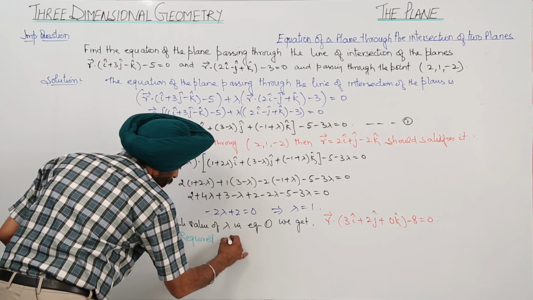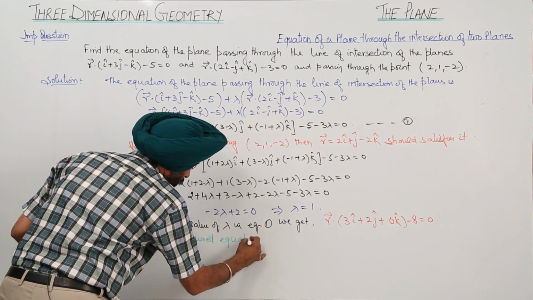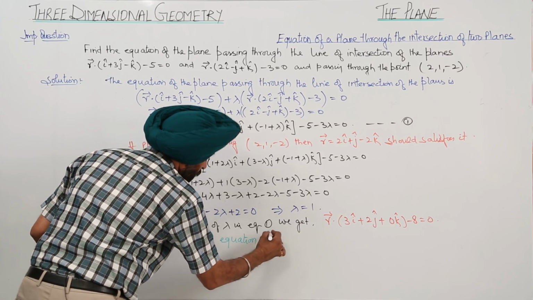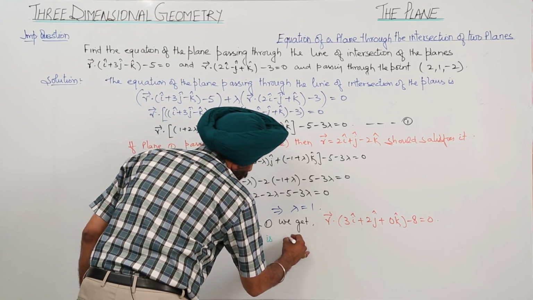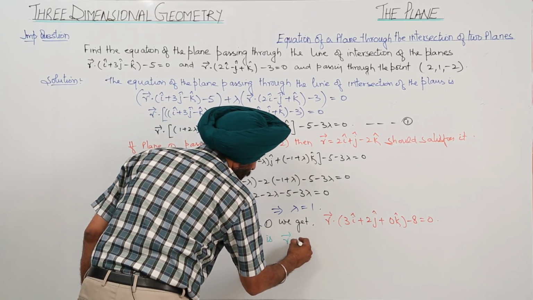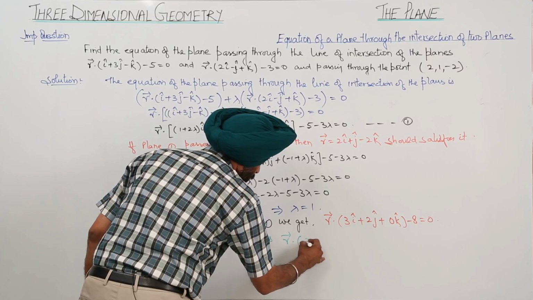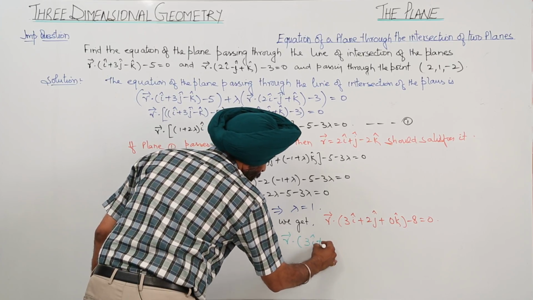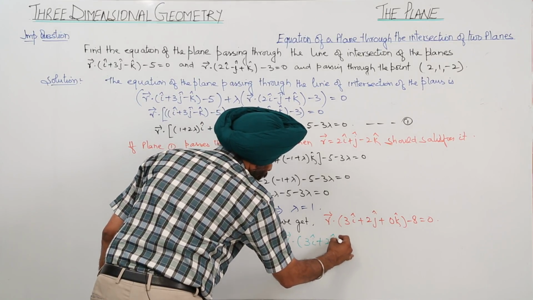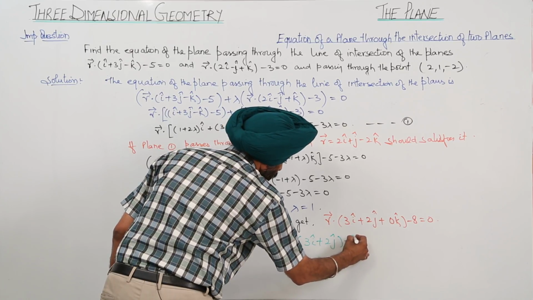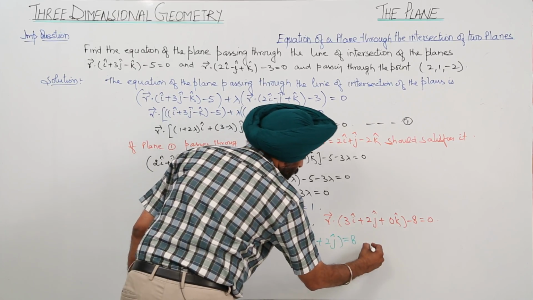Required equation is vector r dot (3 i cap plus 2 j cap), let it be, is equal to 8. Answer.